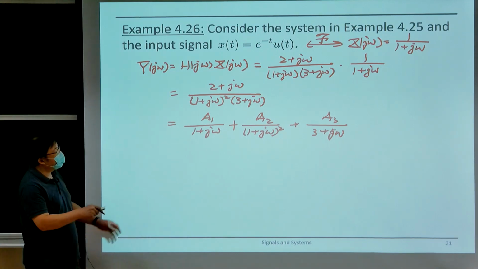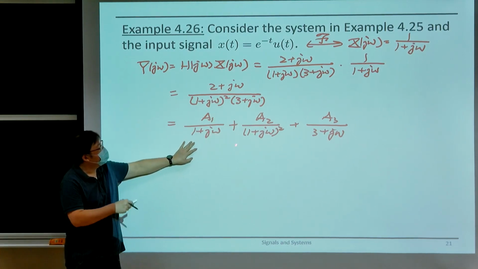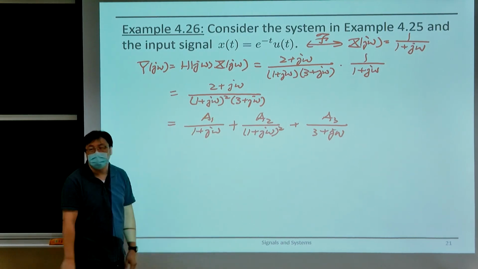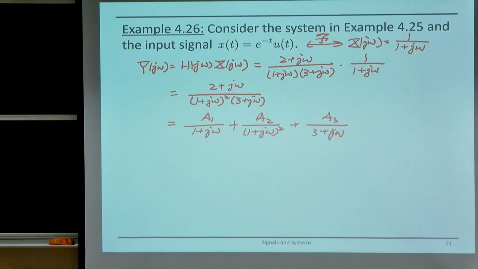And then you can again combine them to find what the values of A1, A2, A3 are. So this is the only thing that I want to point out here. You can complete the rest. If you want further details, you can again see the appendix on partial fraction expansion.